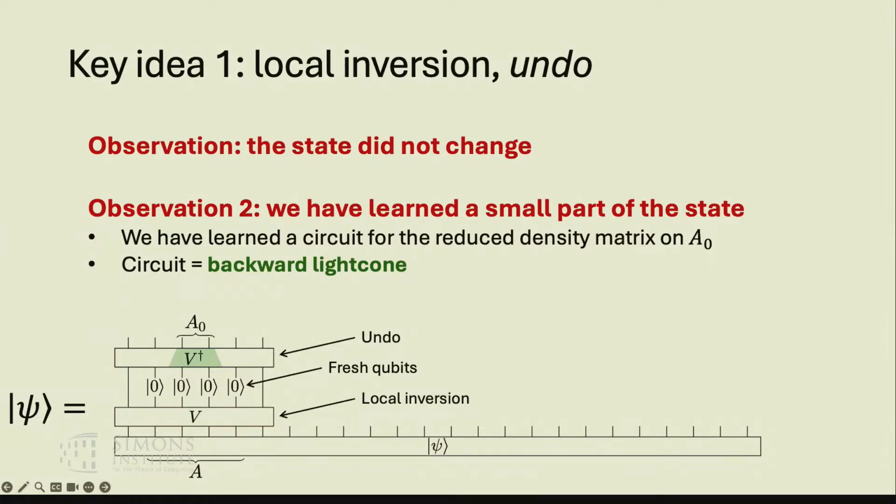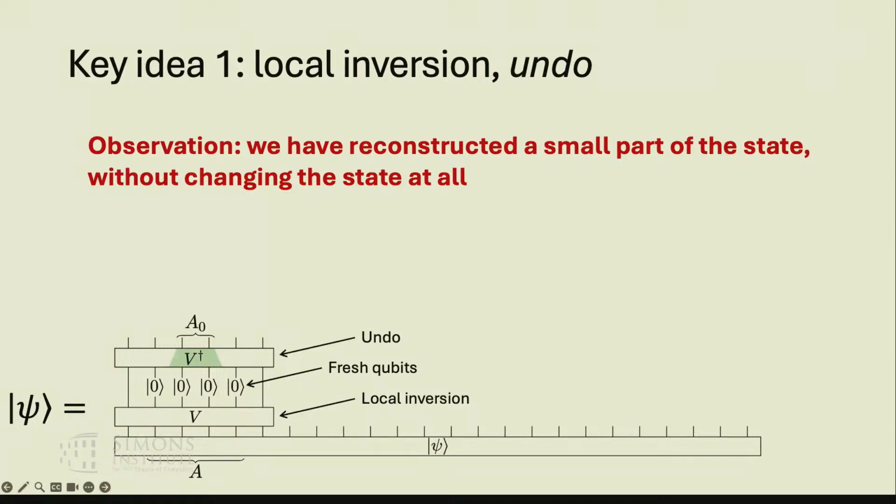But of course, this observation is also trivial, because if we just want to learn a small part of the underlying quantum state psi, we can just do that directly. So really the non-trivial thing is to combine both observations, which is this. So somehow by doing this V and V dagger, we are able to say that we have reconstructed a small part of the state without changing the state at all. So any question about this comment?